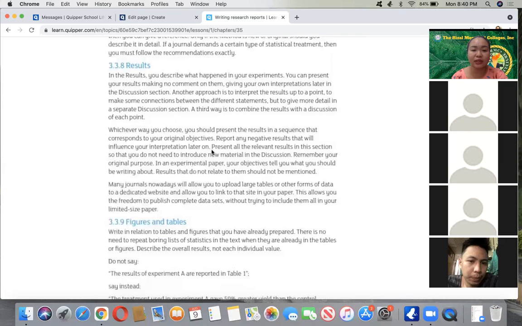Now, in the results, you describe what happened in your experiments. You can present your results without comment. You just enumerate what happened. But definitely you should not repeat what is stated in the figure or what is shown on the table. You just interpret them.